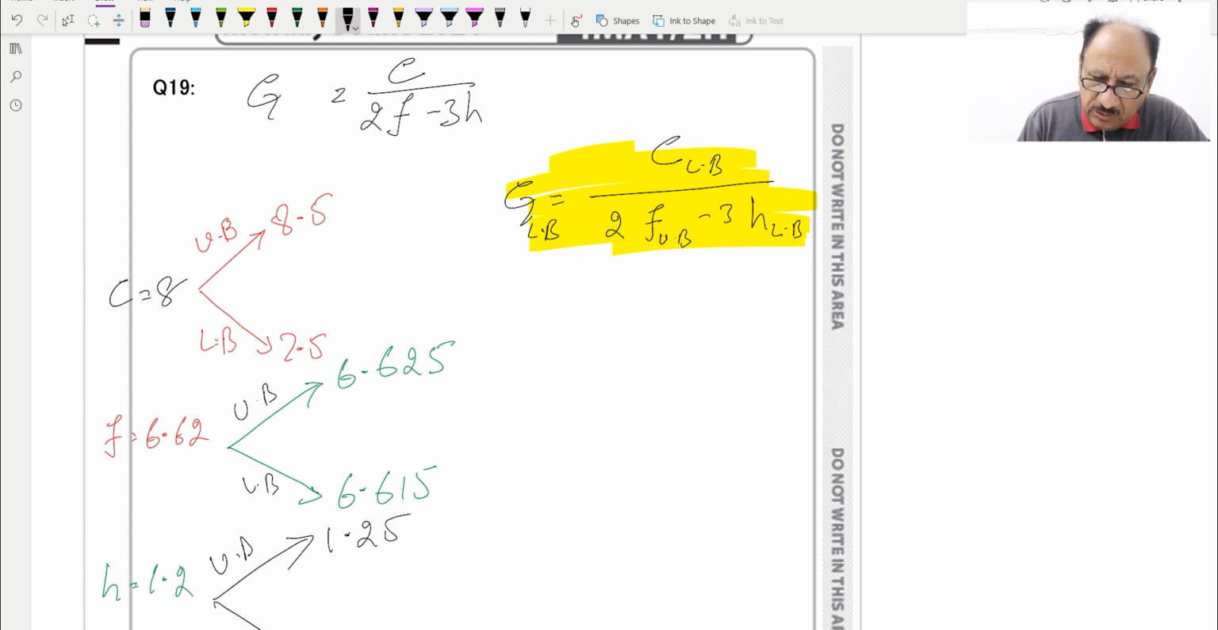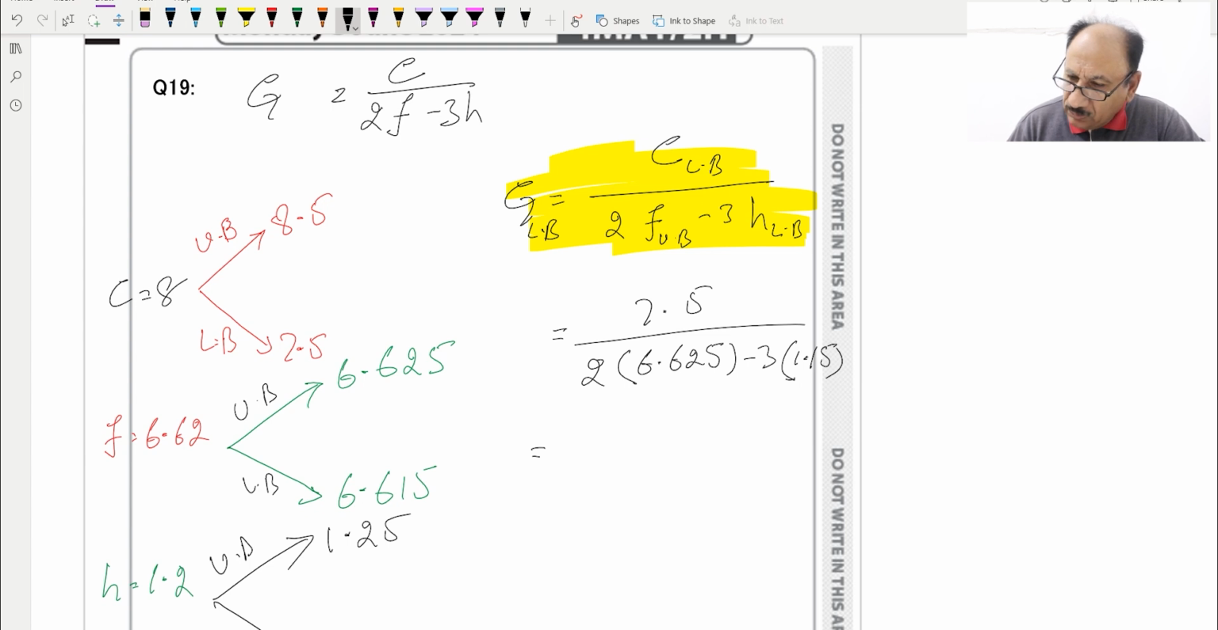Now we can replace the values. The lower bound of C is 7.5 over 2 times the upper bound of F, which is 6.625, minus 3 times the lower bound of h. The lower bound of h is 1.15, so we will write 1.15 over here.